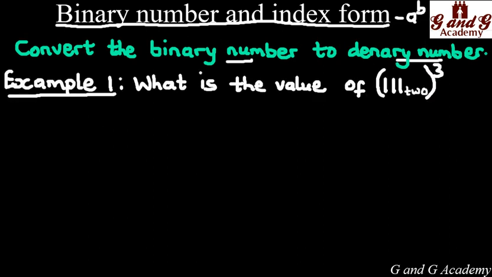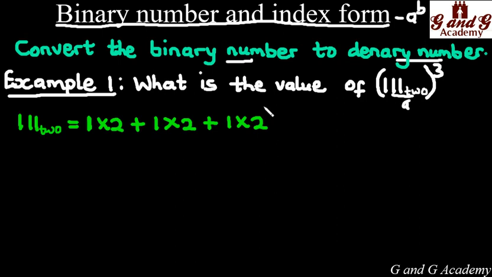Example 1: what is the value of 111 base 2 all raised to the power of 3? You can see that this 111 base 2 we can call a, and the 3 is in the form of b, so it's in index form. How can you solve this question? The first thing to do is to convert this 111 base 2 to a base 10 number.